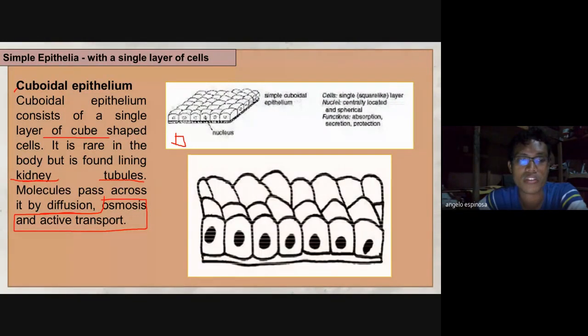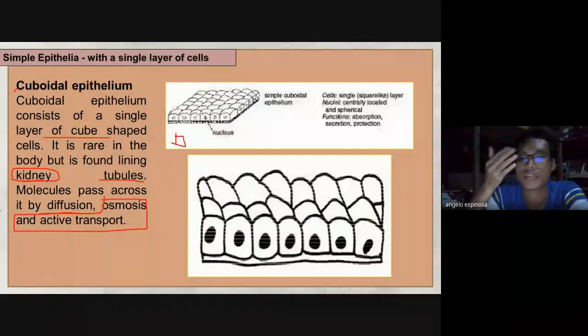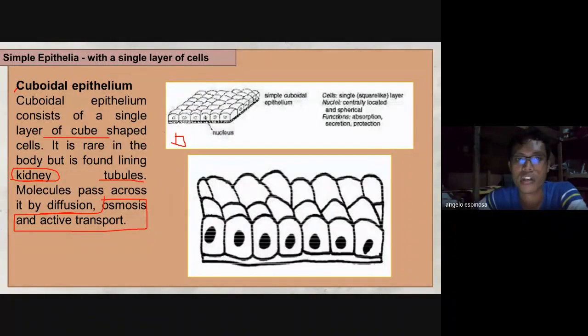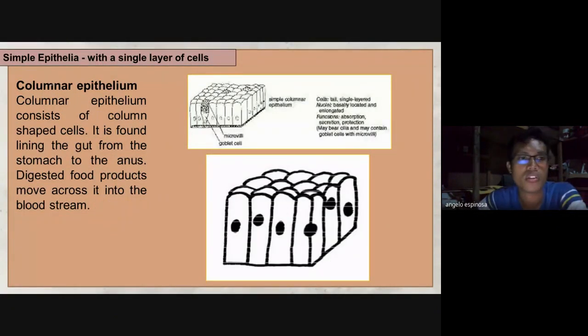We know that the kidney is the one converting water and filtering the waste of our blood, converting it to urine. So that is cuboidal epithelium, found in the kidney. And we have columnar epithelium.